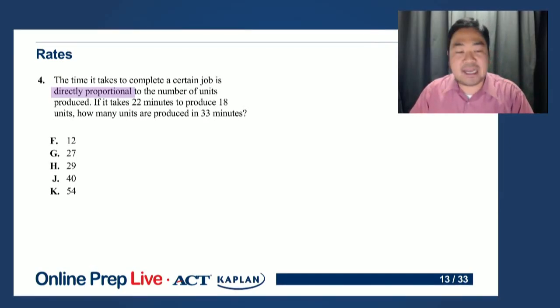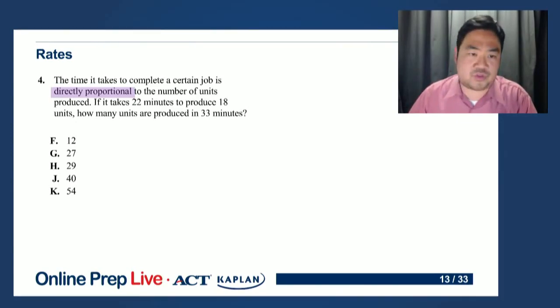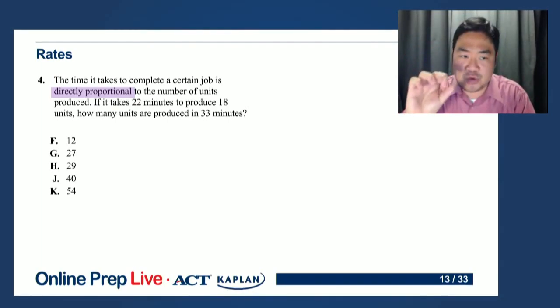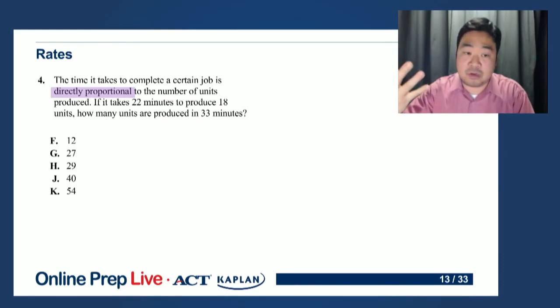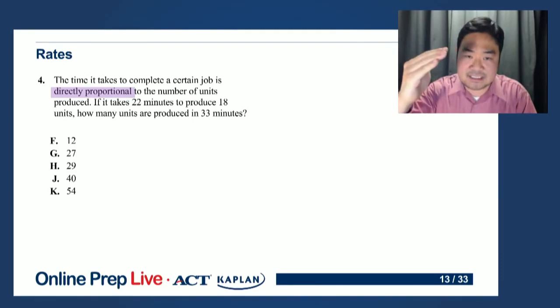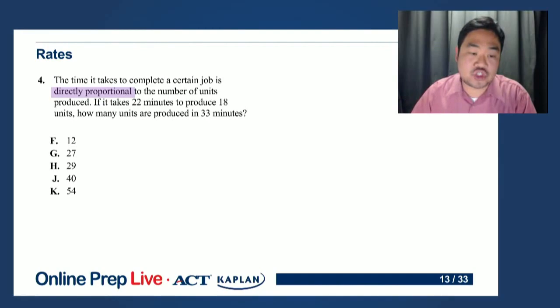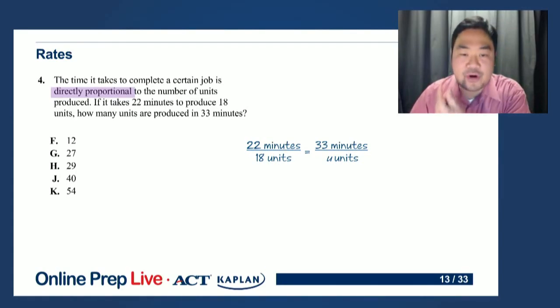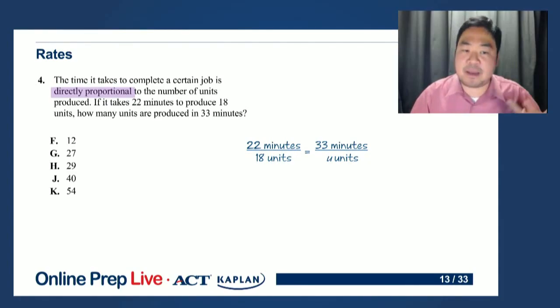If you have an answer, click on the correct answer in the poll that you should see on the screen, but let's work through this together. So if you notice it says 22 minutes to produce 18 units, that's an example of a distance and the amount of work that's done, 22 over 18, and that's going to be proportional. So again, we're going to set up two ratios together, and there we have it. 22 minutes over 18 units, 33 minutes over U units, setting up that variable for U.